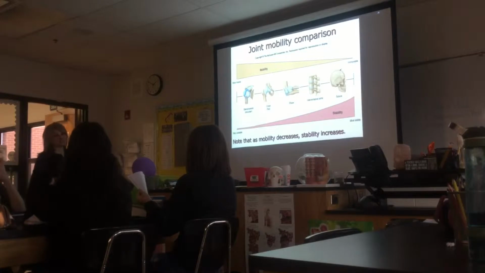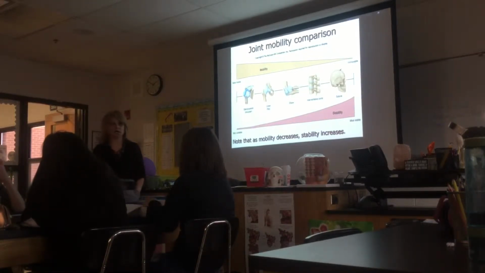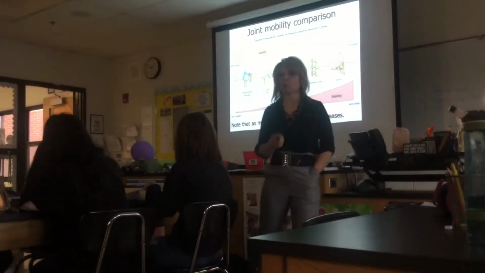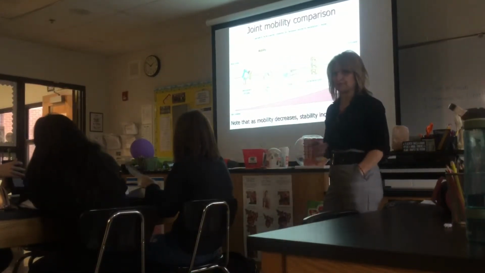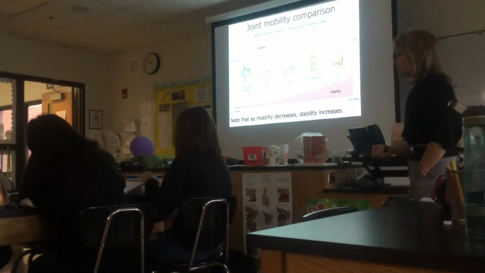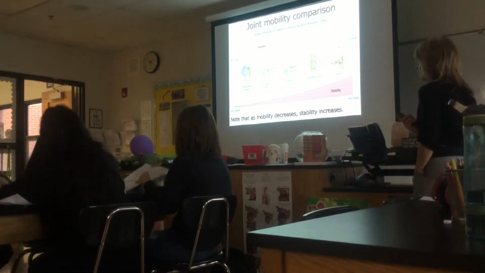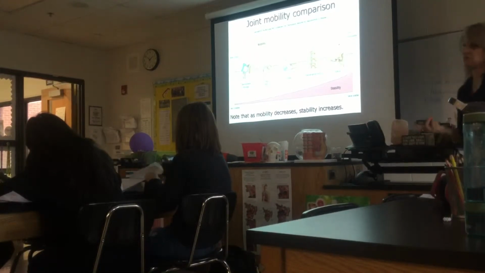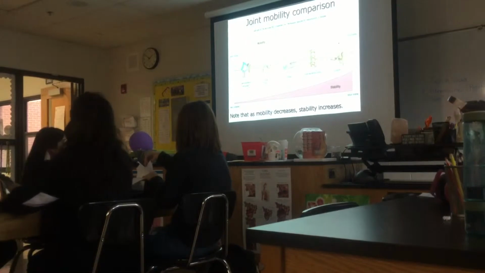There's an inverse relationship between mobility and stability. I guarantee you I'll ask you that. As a joint becomes increasingly less mobile, it becomes more stable. So the sutures of the skull are immovable joints. They're very, very stable. And that's good because we don't want them to shift or move and expose the brain to the outside. Very unstable joints have a high degree of mobility. Your shoulder joint, for example, is very, very movable. However, that makes it very unstable.